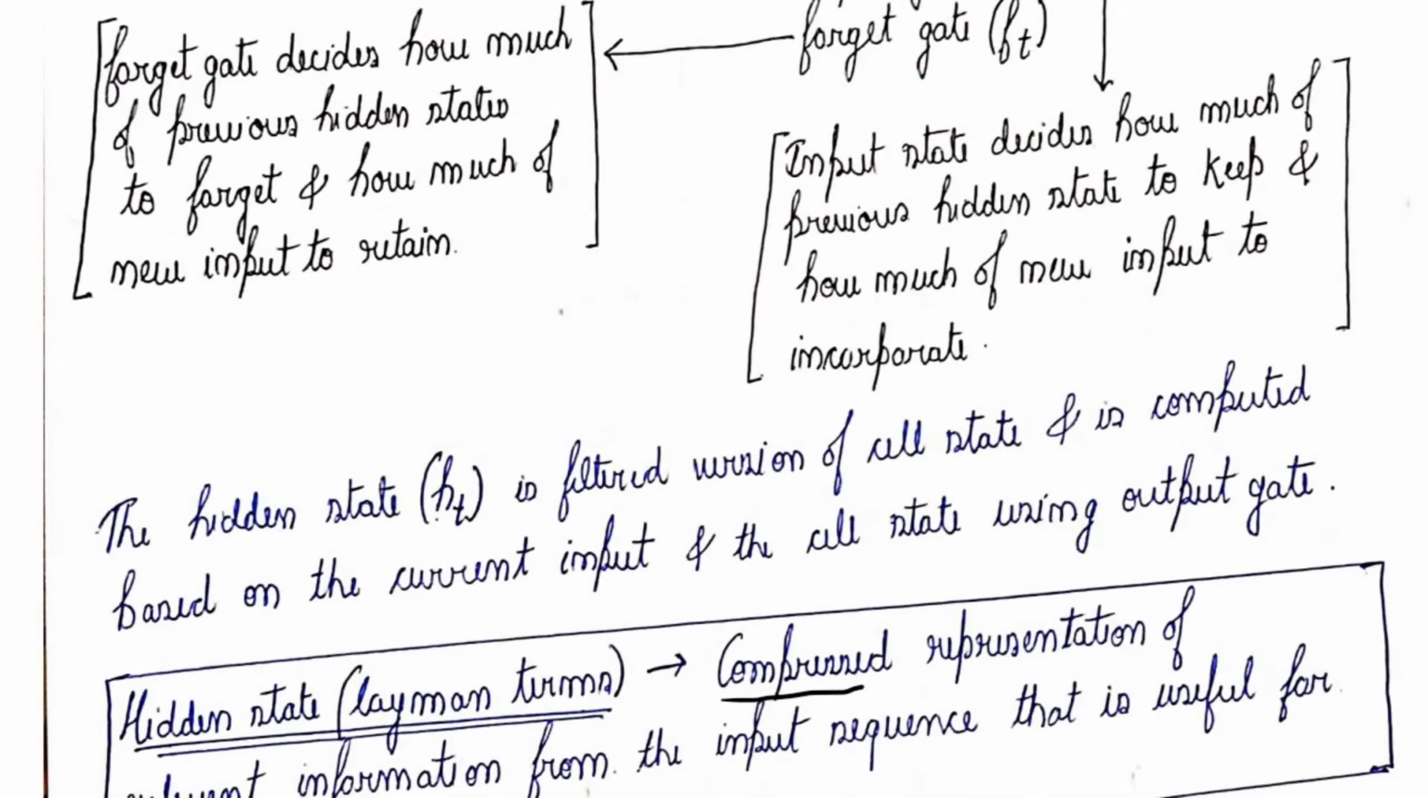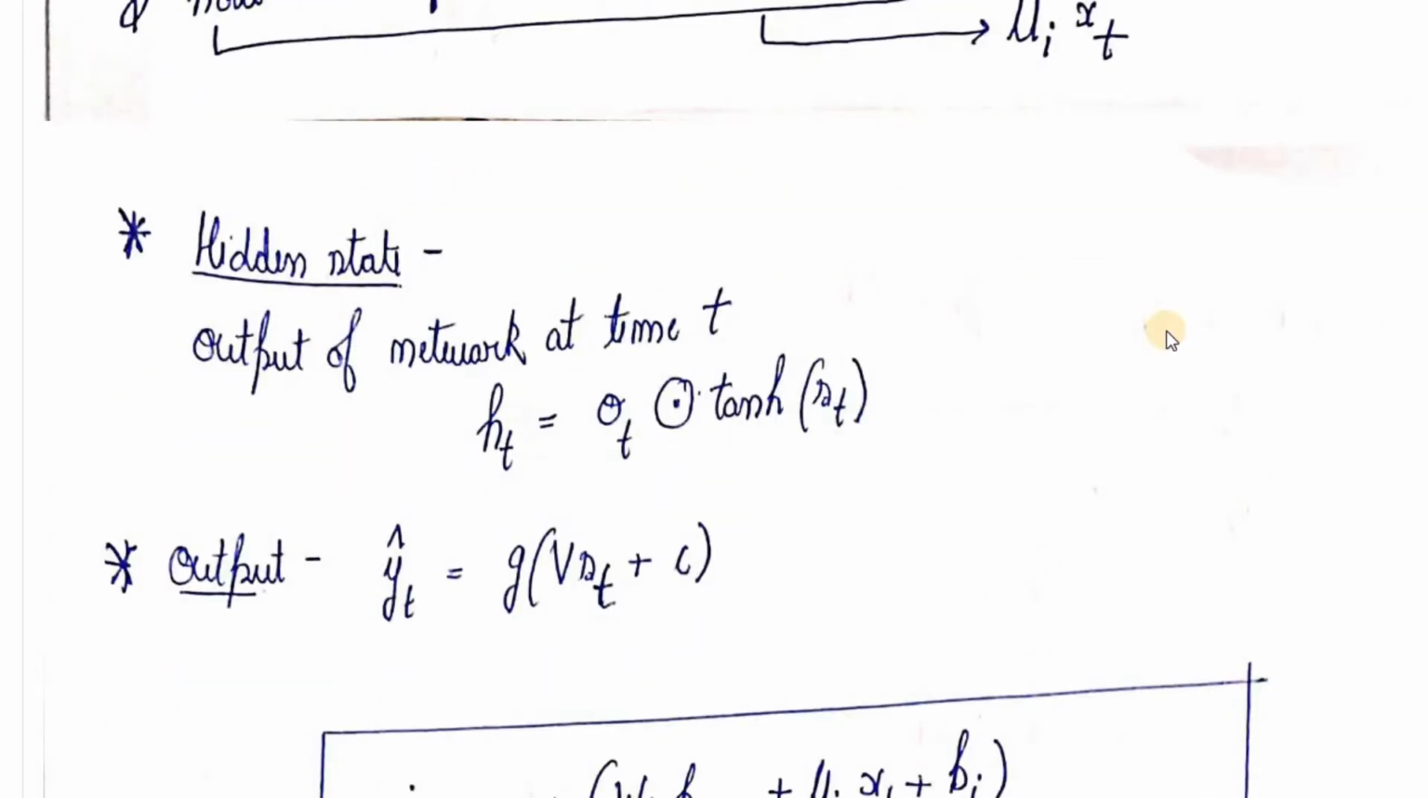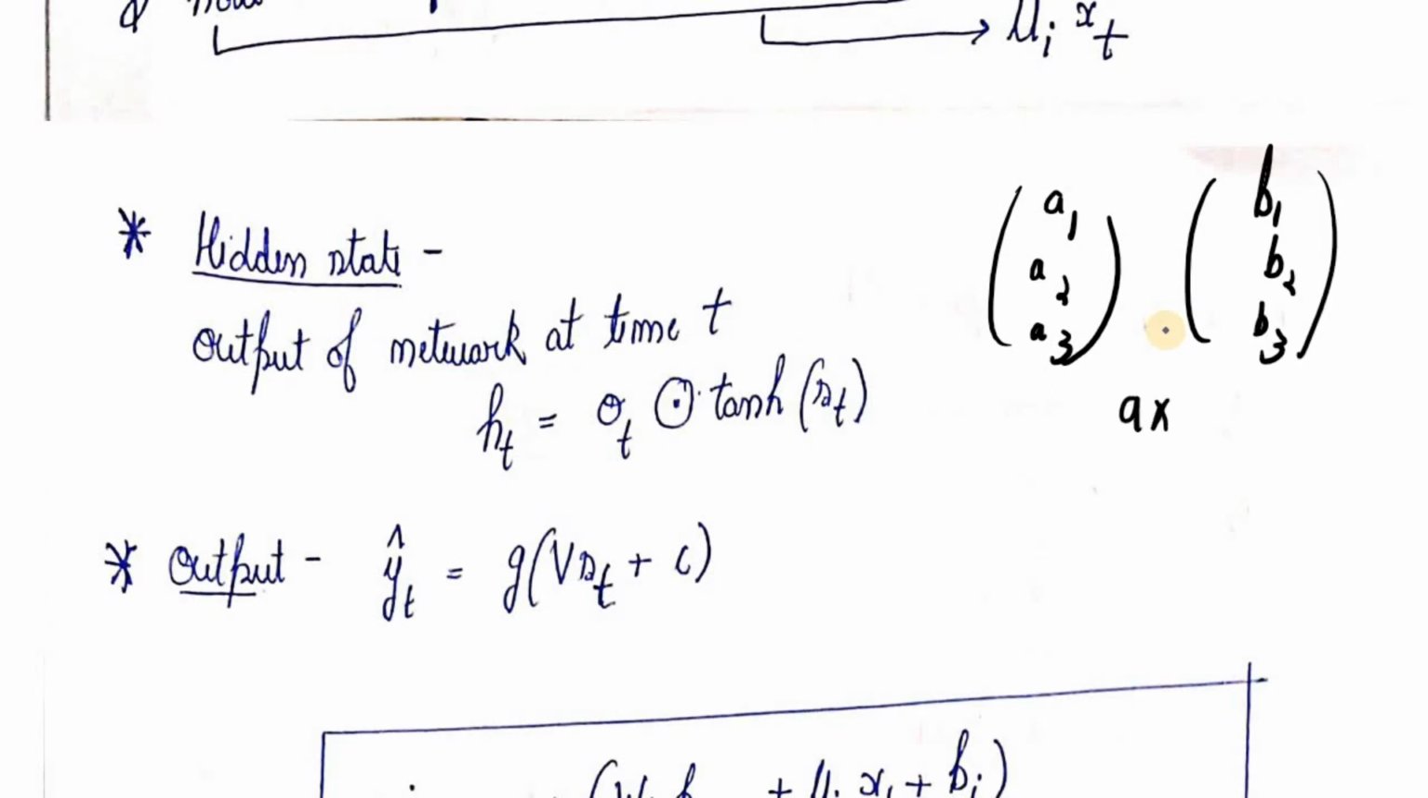So now we don't know what HT is at time t. So the hidden state is the element-wise multiplication of two vectors, which is the output gate and the tan hyperbolic value of the cell state. What this element-wise multiplication means is like this. If I have a vector a1, a2, and a3, and if I have another vector b1, b2, and b3, the element-wise multiplication is equivalent to getting a vector like this: a1 b1, a2 b2, and a3 b3. That's it.